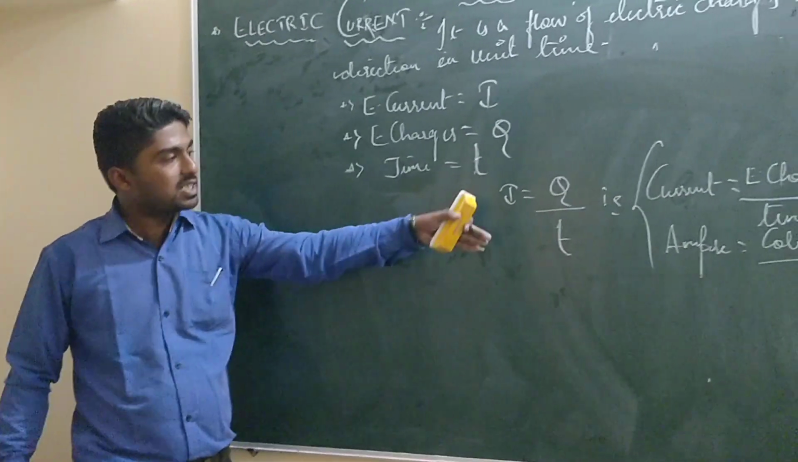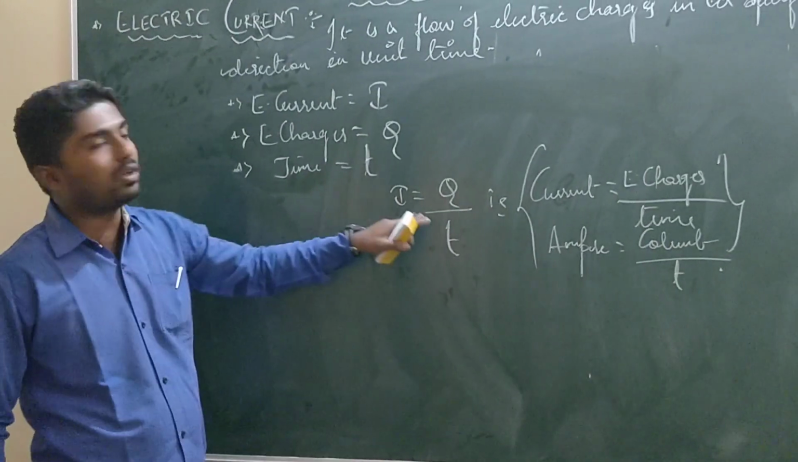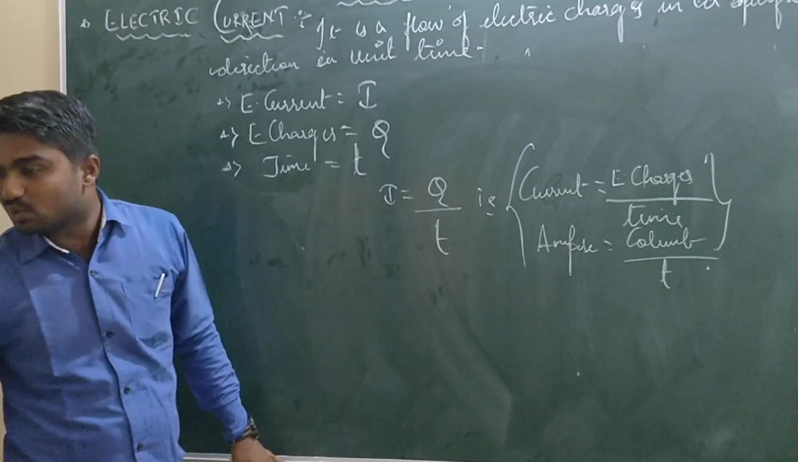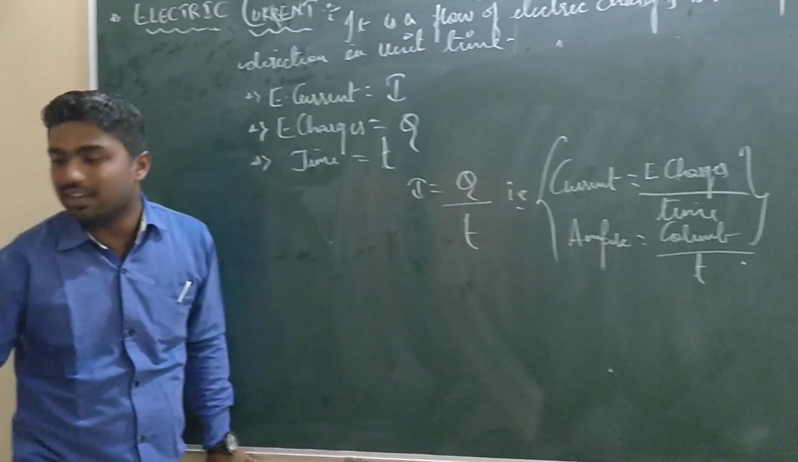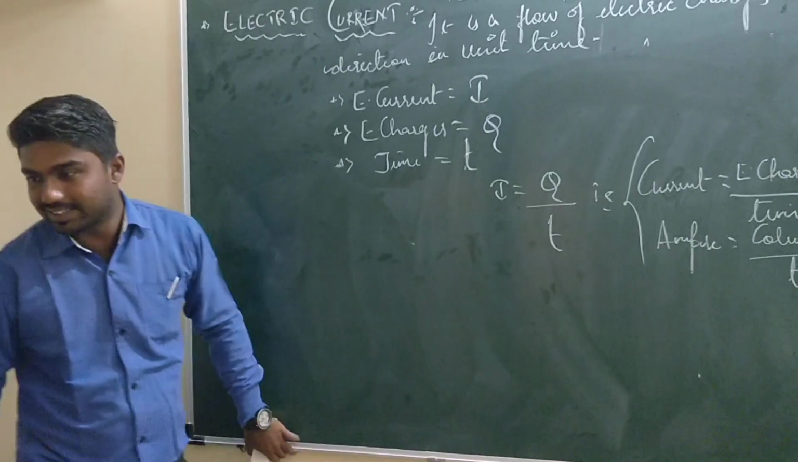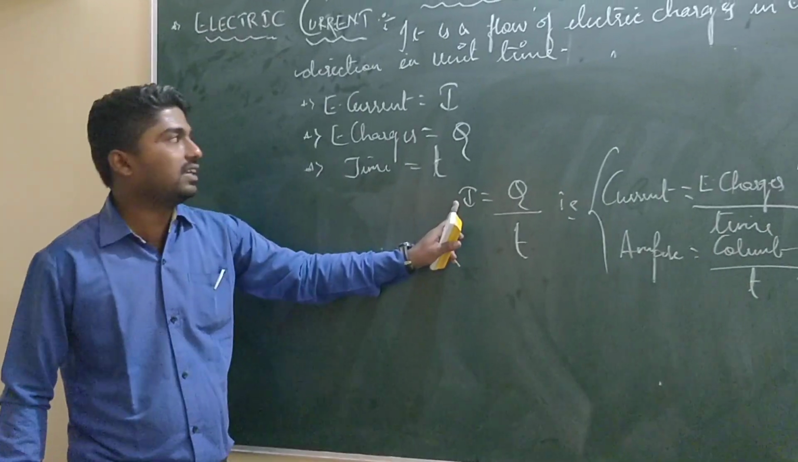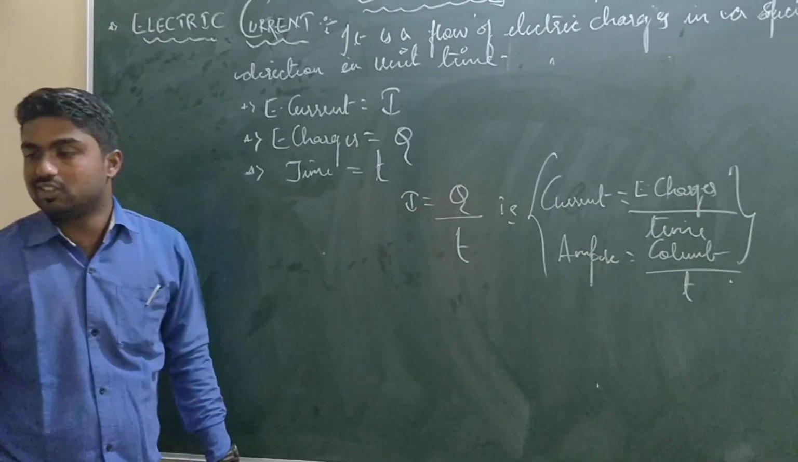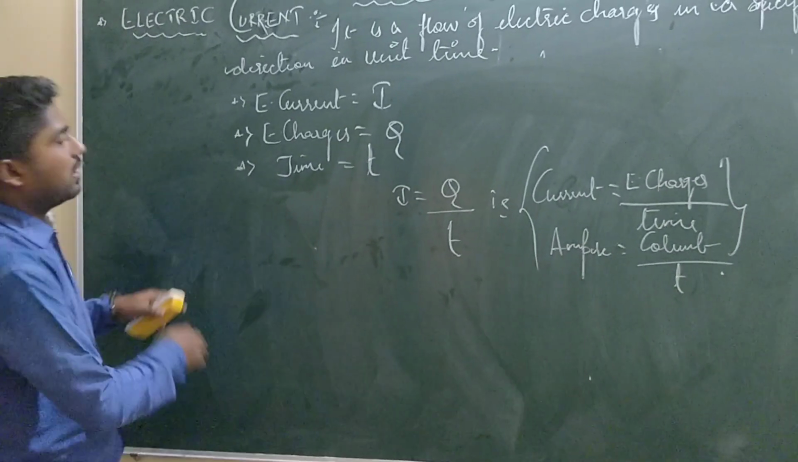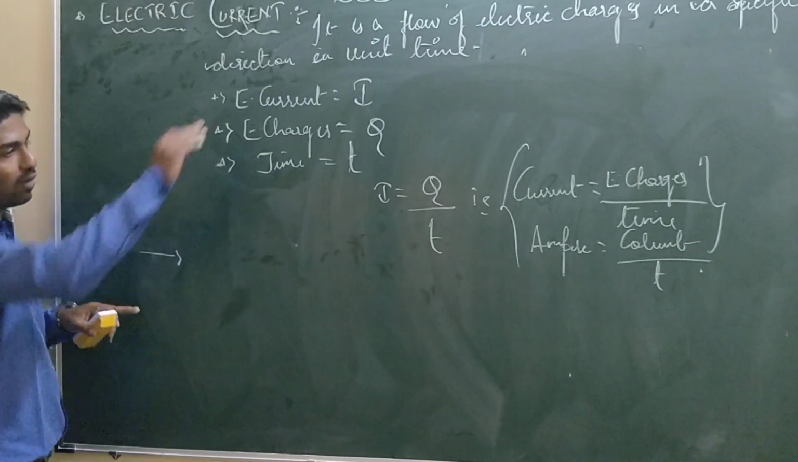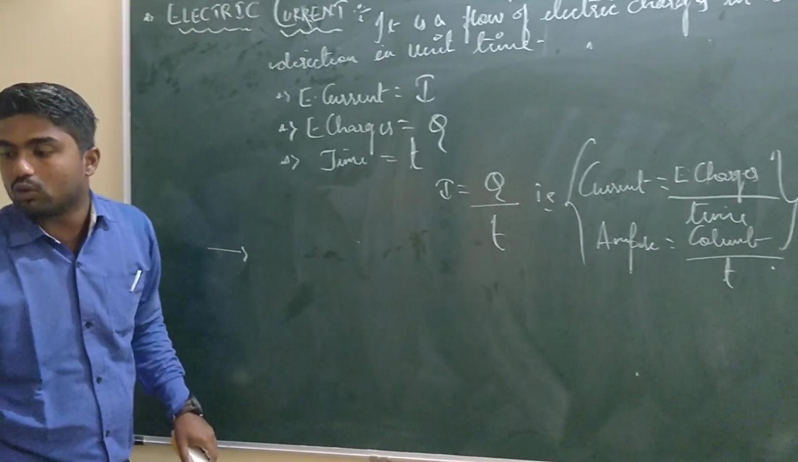It may be twisted. They may ask you to calculate the current. They may ask you to calculate the charge. But they don't ask you to calculate the time. They never ask the time to calculate. They will ask either the current or the electric charge.